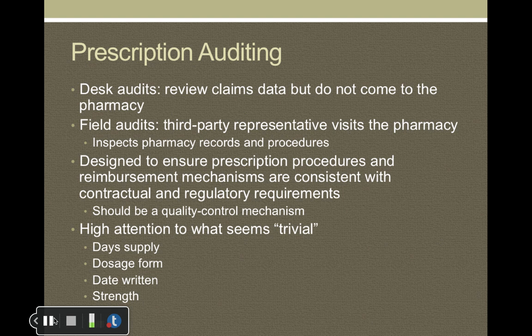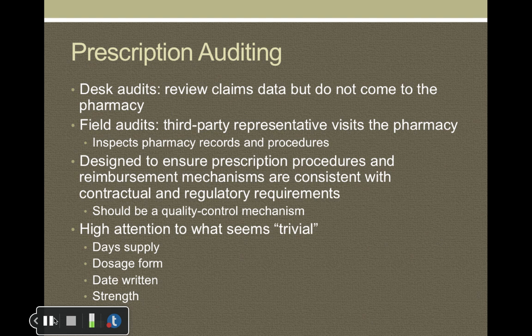They'll email the pharmacy owner or PIC in advance, tell them that they want to see prescription 6,000 through prescription 6,300, and to have those out and ready on X date. Generally, they're supposed to give 14 days notice, and they'll expect the pharmacy records as well as the procedures. These are designed to ensure prescription procedures and reimbursement mechanisms are consistent with what's in the contract, so what the contract says you agree to whenever you're processing prescriptions, as well as regulatory requirements. So what the laws, both at the federal level and the state level, require.